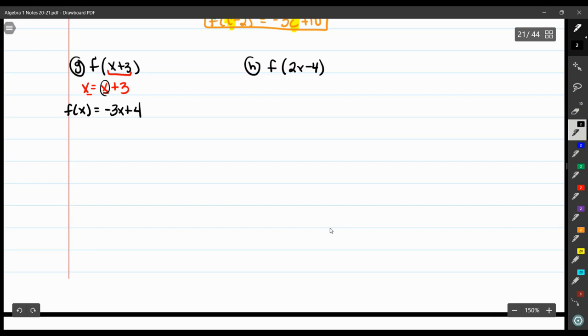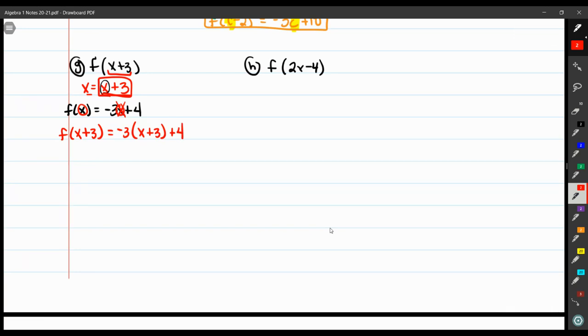So they're two different x's. They're not the same. So this x and this x get replaced with x plus 3. So we have f of x plus 3 equals negative 3 times... Now this x is going to get taken out, and we replace it with x plus 3. This is where it gets kind of weird because the variables are exactly the same. We're just kind of adding things in.